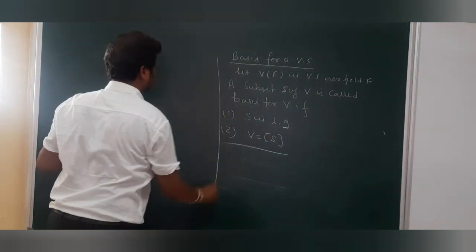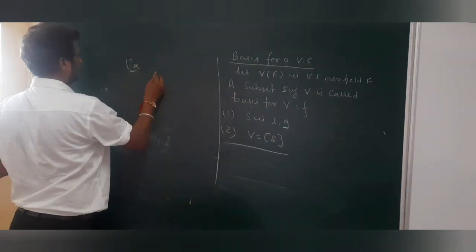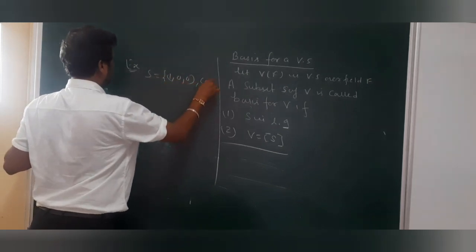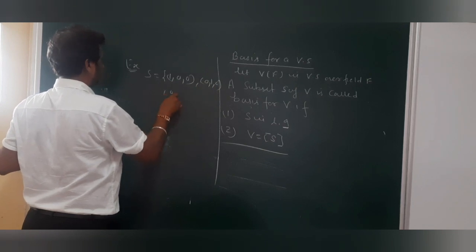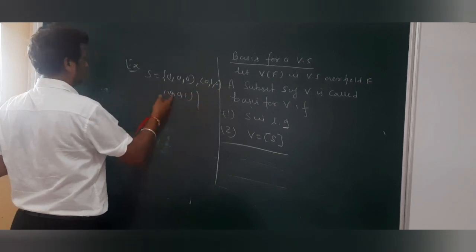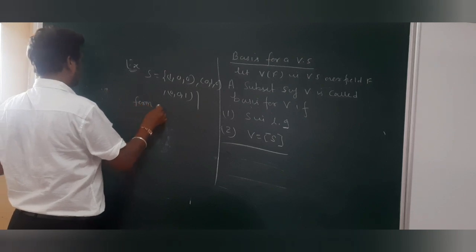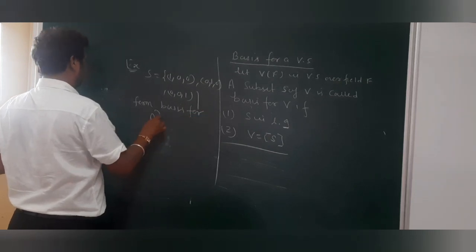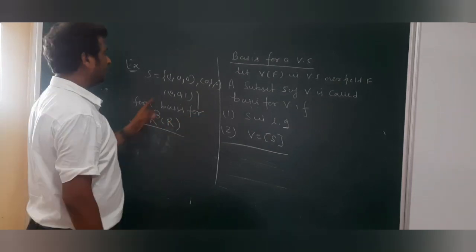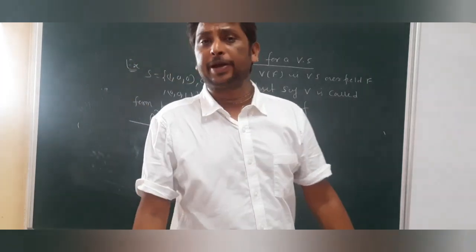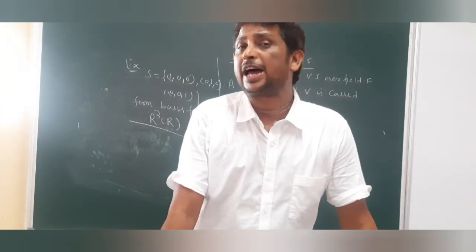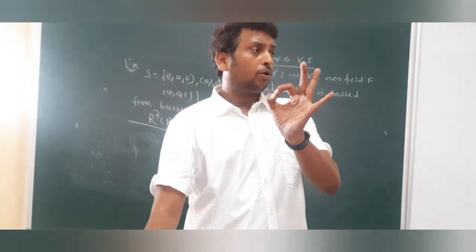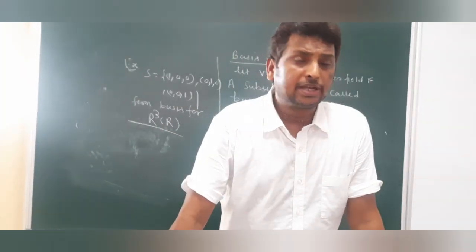For example, if we take (1, 0, 0), (0, 1, 0), (0, 0, 1), this forms a basis for R^3 over R. Correct? Because already we know this S is linearly independent as well as S generates R^3, meaning S generates V. That's why S forms a basis. So easily you can check.